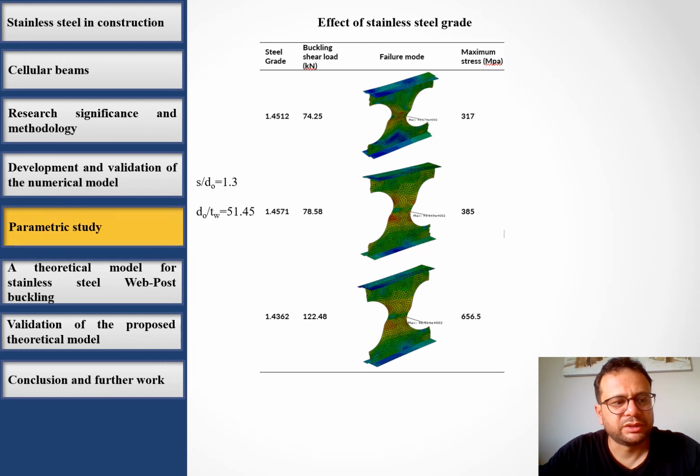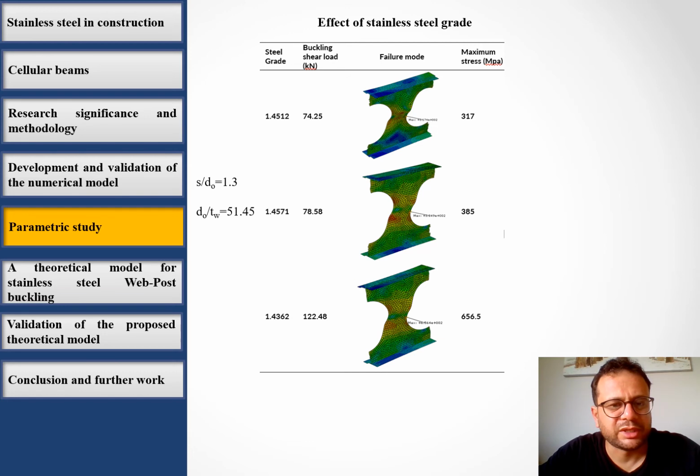Also, this figure shows the effect of stainless steel grade on the shear buckling load for cellular beams. We consider only one type of cellular beam for presentation here, but we've used three types of stainless steel: ferritic, austenitic, and duplex. We can find that the shear buckling load for ferritic and austenitic are similar, because both stainless steels have similar yield stress, while the duplex has the highest buckling load because it has the highest value of yield stress.